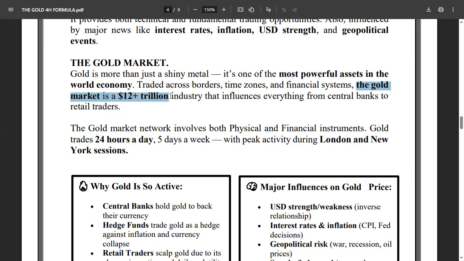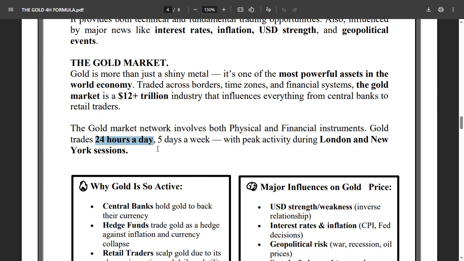So when you trade gold, you need to know that the XAUUSD alone is worth 12 trillion dollars. Compared to the Forex market, which is 6 trillion right now, gold itself is 12 trillion dollars. So it's a very, very powerful asset, and you can trade it 24 hours.